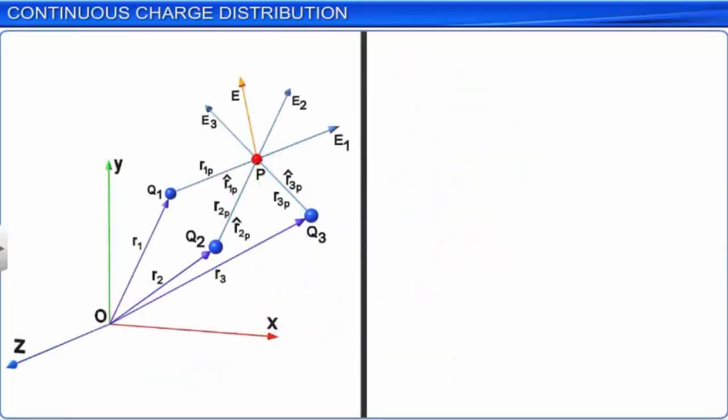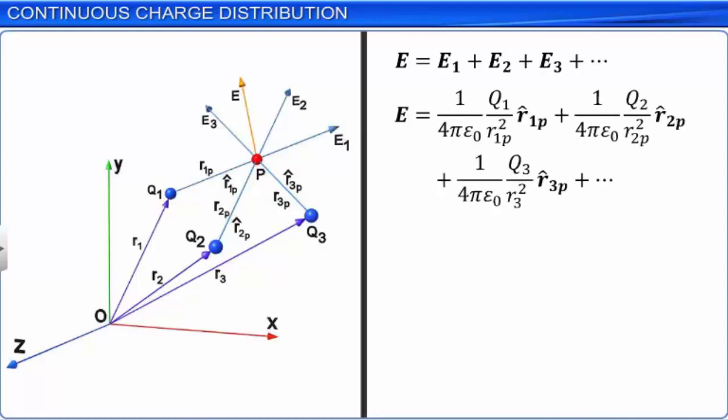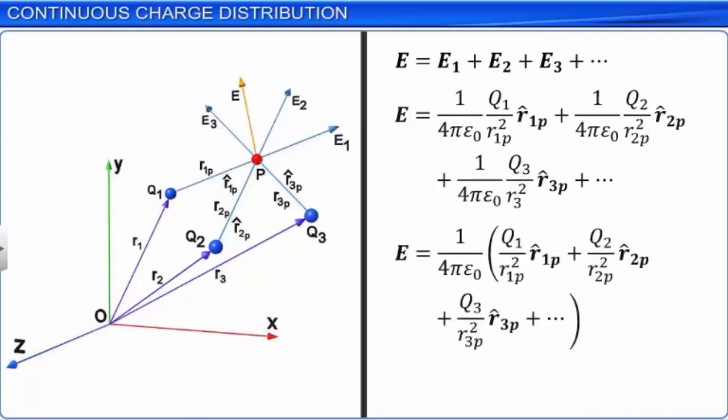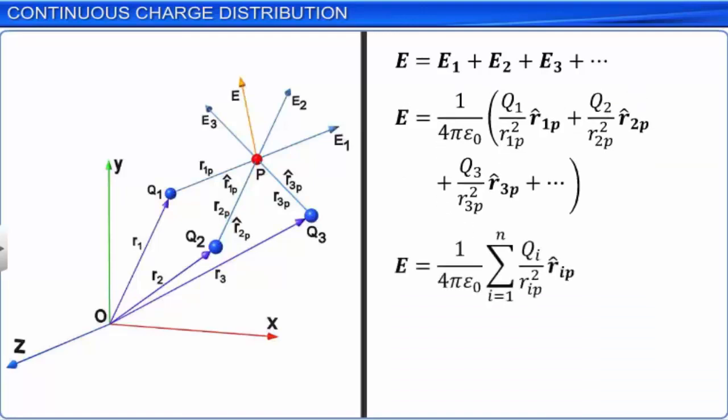The net electric field strength E at the point P will be equal to the vectorial sum of all the electric field strengths E1, E2, E3, and so on. Therefore, E is equal to 1 by 4 pi epsilon naught into Q1 by R1P square into R1P cap plus Q2 by R2P square into R2P cap plus Q3 by R3P square into R3P cap, and so on. The net electric field strength E can now be written as 1 by 4 pi epsilon naught into sigma i equal to 1 to n Qi by RiP square into RiP cap.